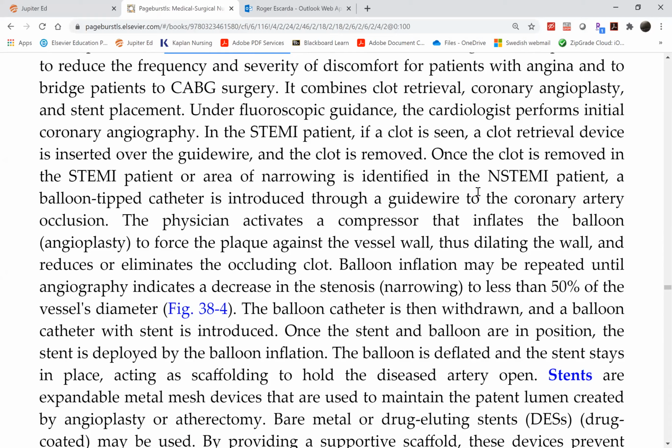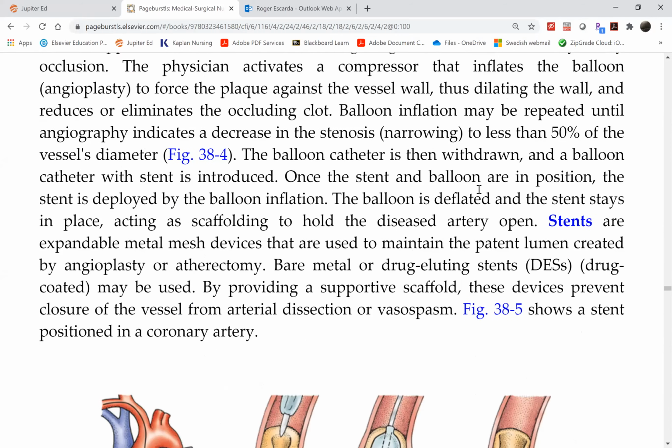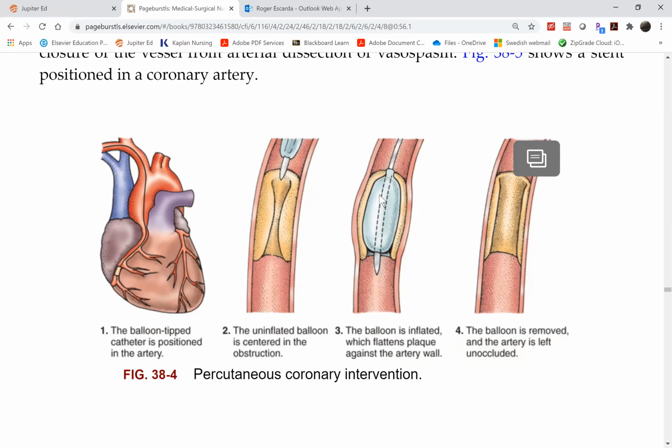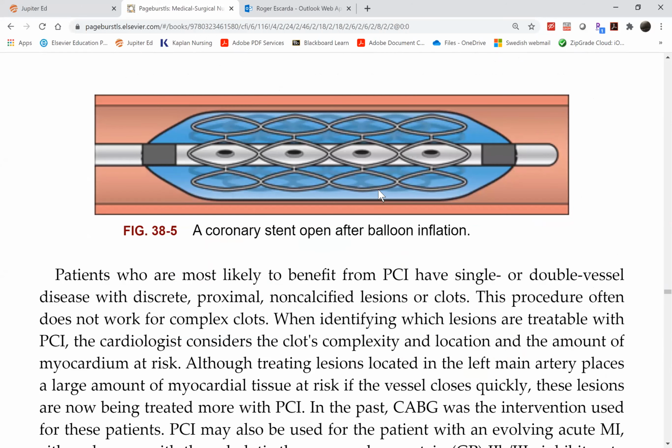Long story short, this is introducing a catheter with a balloon at the tip. If it's only to flatten the plaque and restore perfusion, this is called angioplasty. If you leave a stent, then that is now PCI, percutaneous coronary intervention.